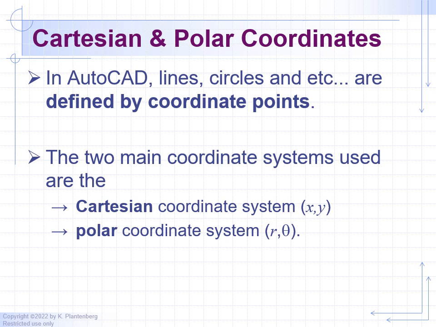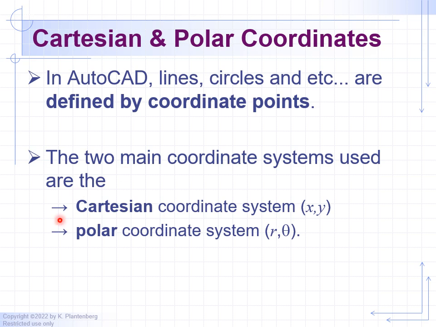Cartesian are the ones you're probably most familiar with. That's X, Y, and Z, that kind of thing. Polar coordinates, on the other hand, involve radius and angles. We're going to use these to define our various AutoCAD objects: lines, circles, arcs. So you need these coordinate points to make sure they're exactly the right length and the right size.